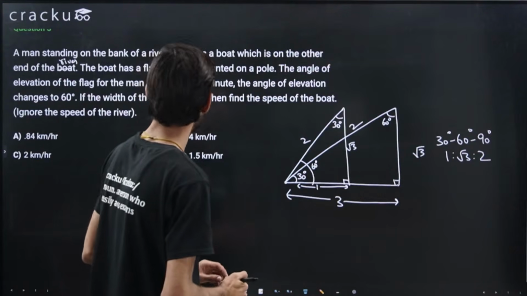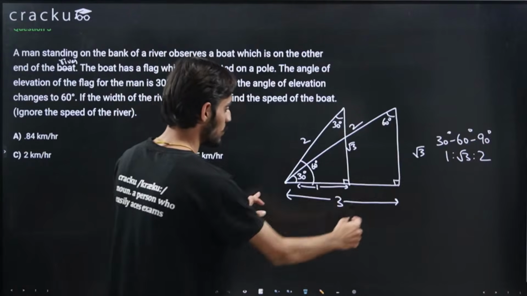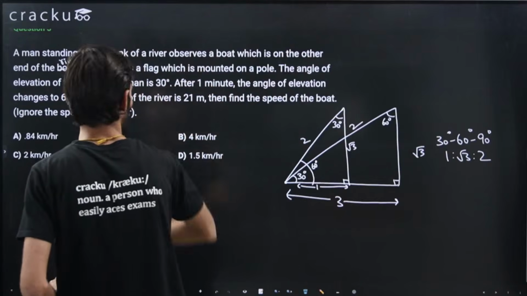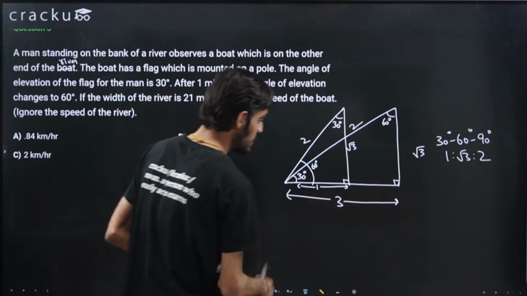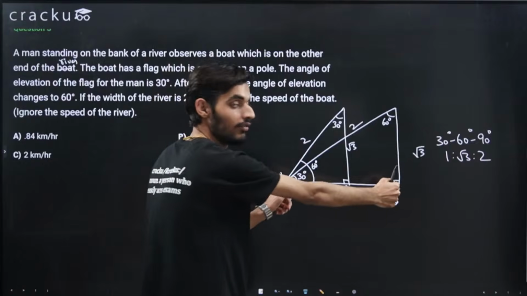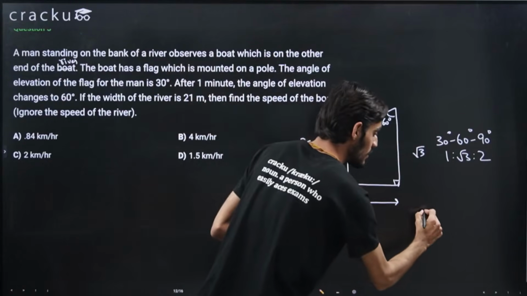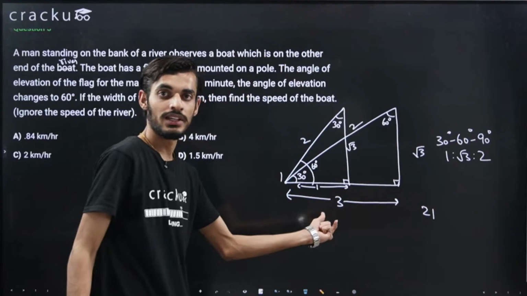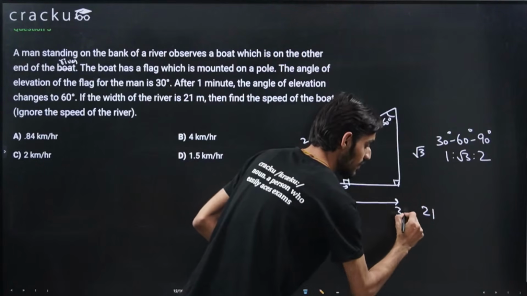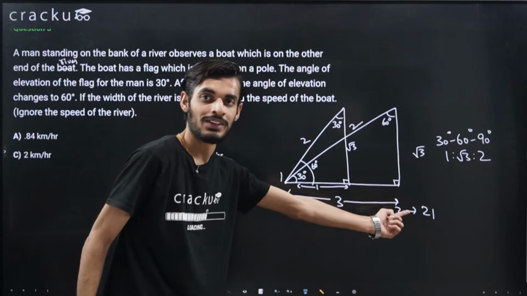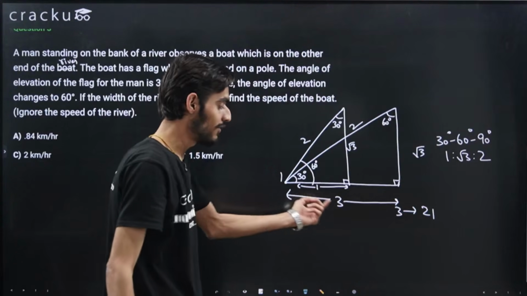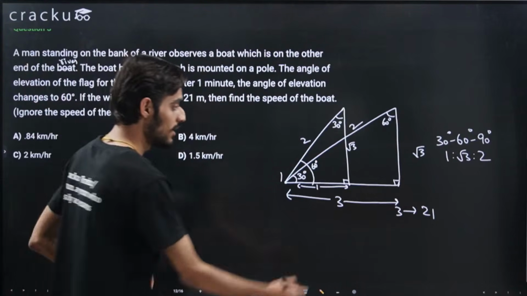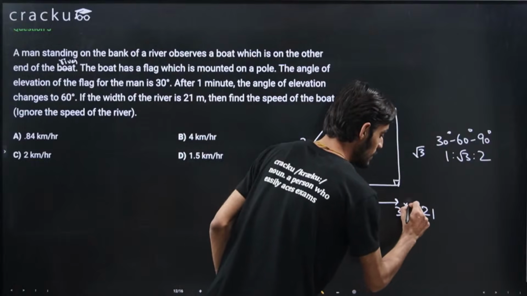So we are given that the width of the river is 21. So this is the width, because the man observes a boat which is on the other end of the river. So this is the other end of the river and he is standing on one end of the river. So this is the width of the river, that is given to us to be 21. So by our ratios, the value is 3. So the value of 3 in real terms is 21. So we can just multiply the value that we have assumed in the ratios and go to the actual values that are given in the question. So what we can do here is multiply it by 7.